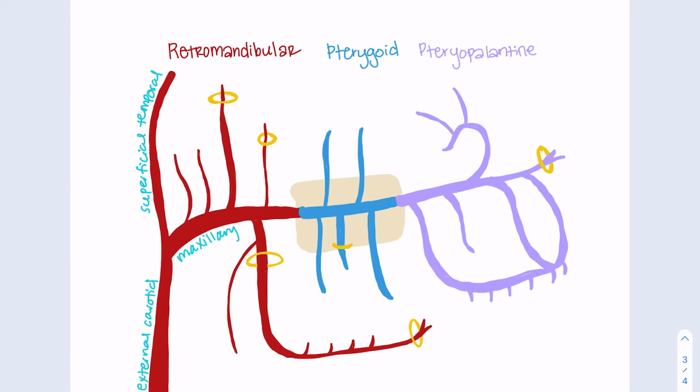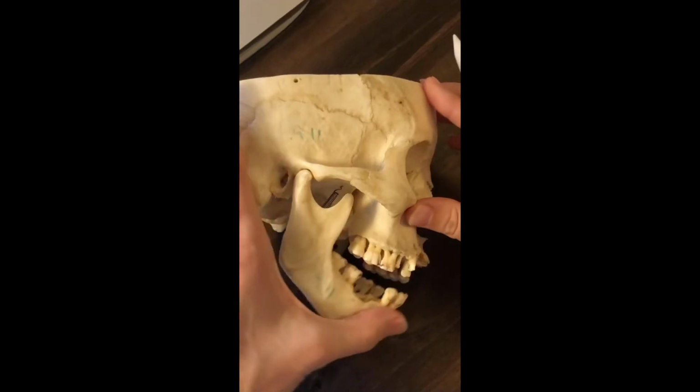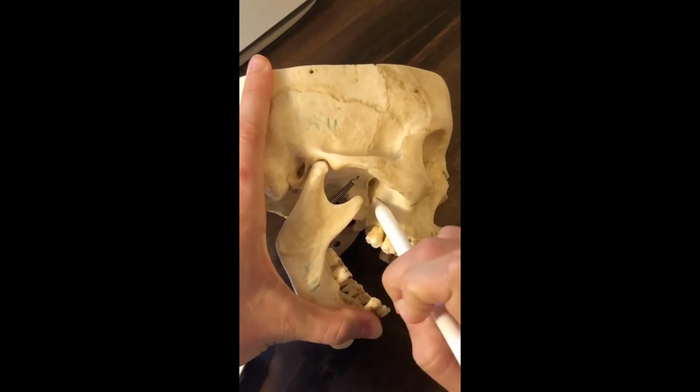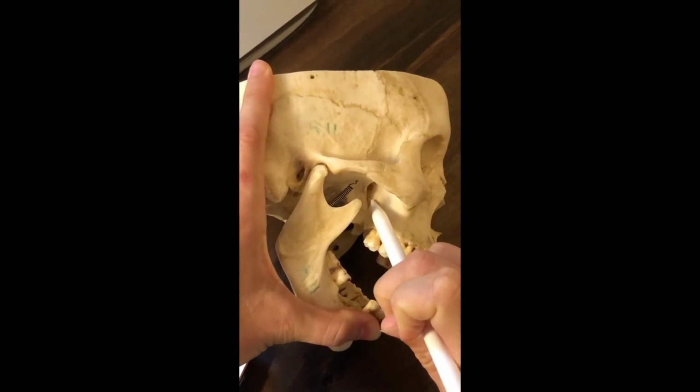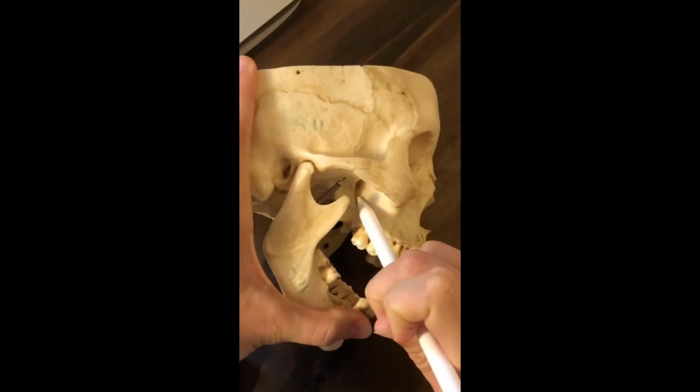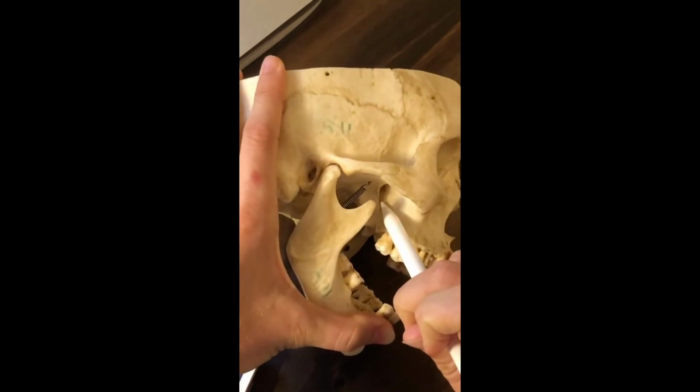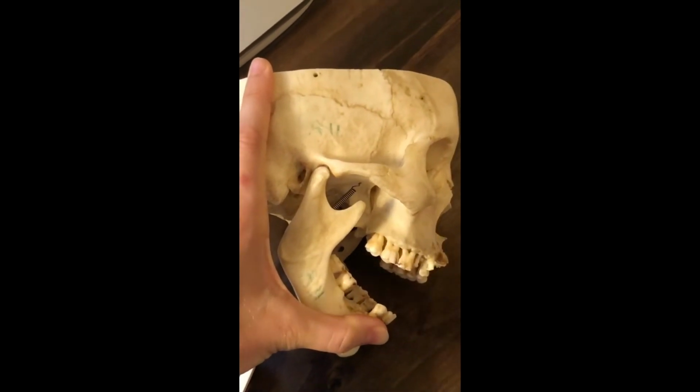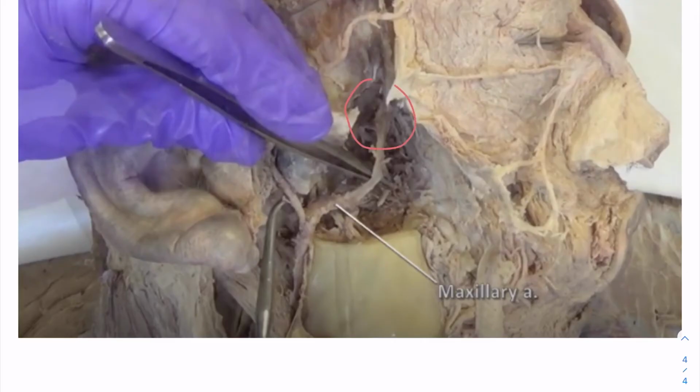The pterygopalatine part is in the pterygopalatine fossa. In the skull, you can see it here. It's a bilateral cone-shaped depression extending deep from the infratemporal fossa all the way to the nasal cavity via the sphenopalatine foramen. In the cadaver, you can see it here.